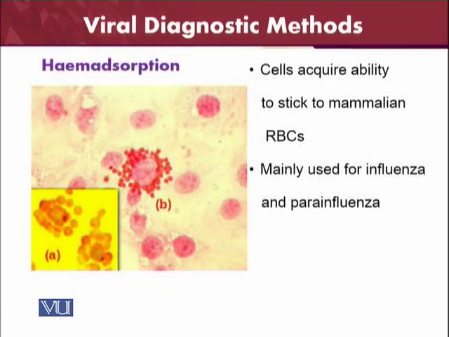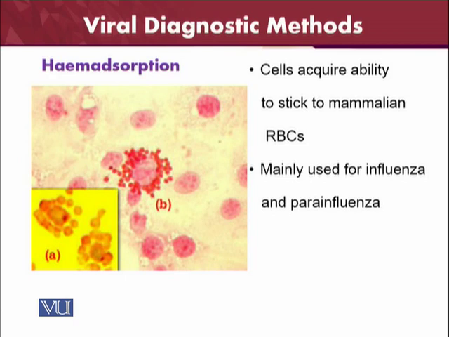Similarly, there is the example of the heme absorption. We can identify the virus by the cytopathic effects, and the other is the heme absorption. What is the heme absorption? It is the ability of any cell to stick to the mammalian red blood cells. On the basis of this ability, we perform the heme absorption-inhibition test and heme absorption test for the serological tests. We have already studied these tests in detail in the serological diagnostic procedures. It is mainly used for the influenza and the para-influenza viruses.